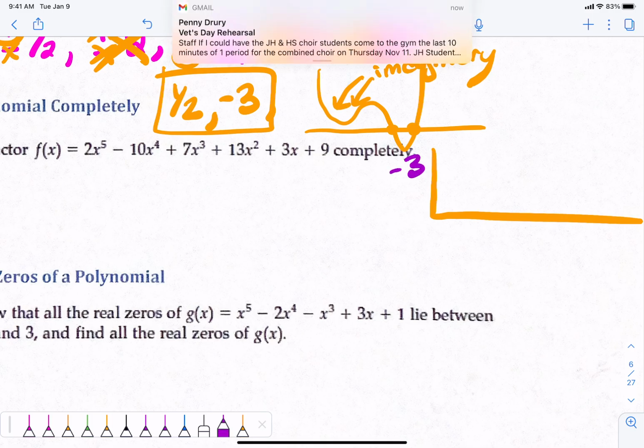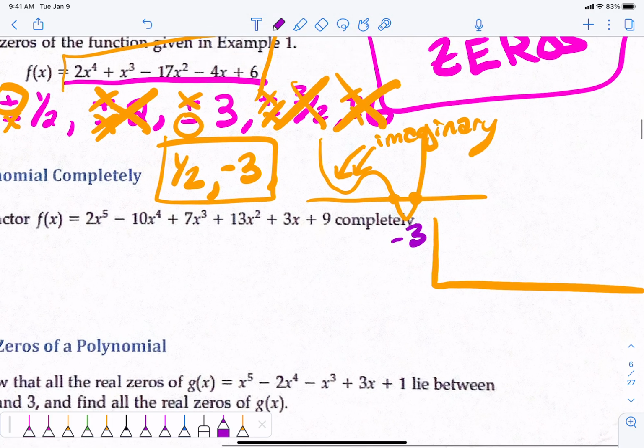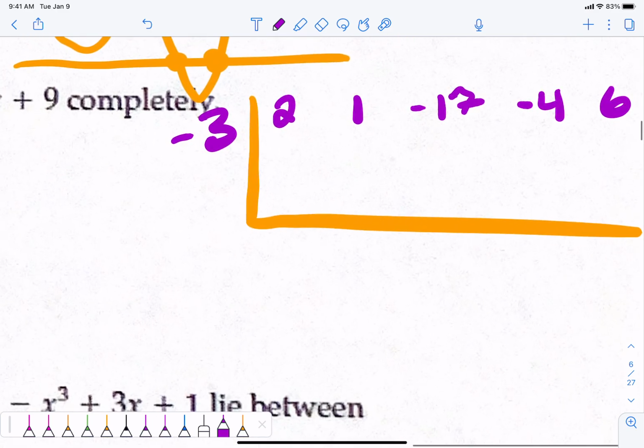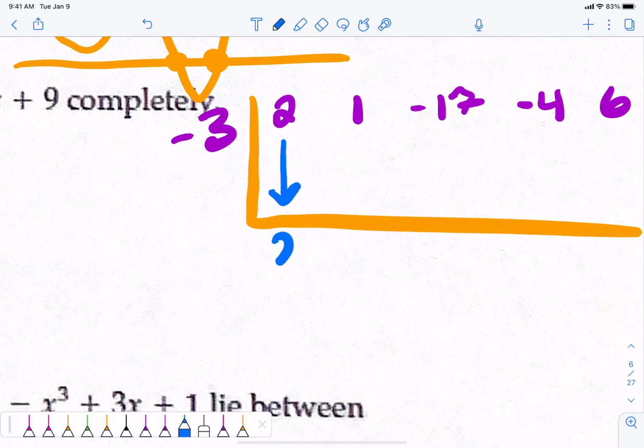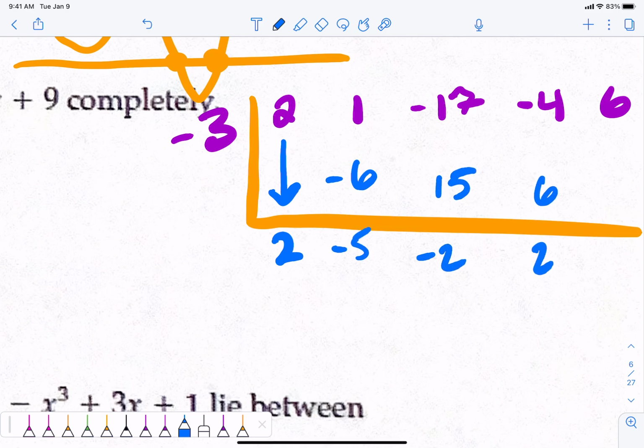Put the -3 on the outside, and we've got 2, 1, -17, -4, and 6. Don't you flip there? No, because this is what x equals. It's already flipped. All right, we're going to synthetic divide this off. 2 drops down. -3 times 2 is -6, -5, +15, -2, +6, so 2, -5, -2, 6, and 0.